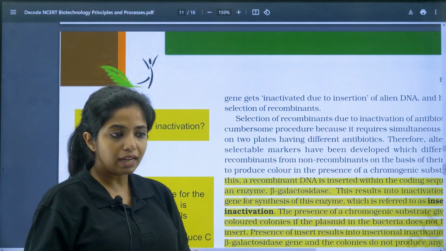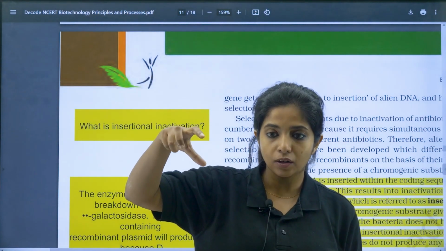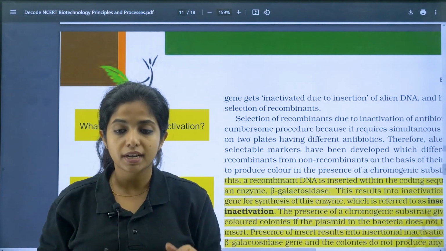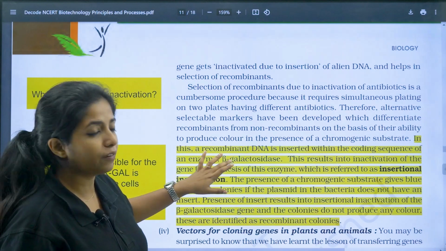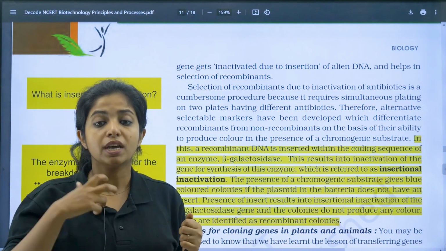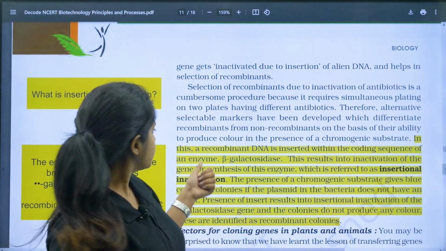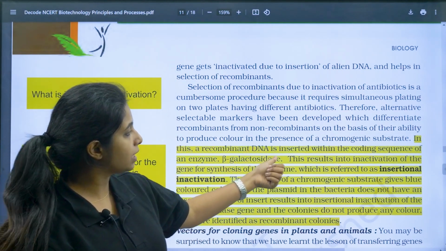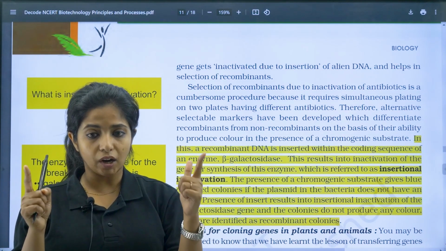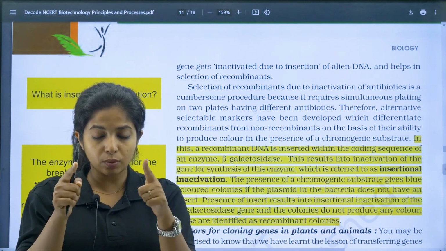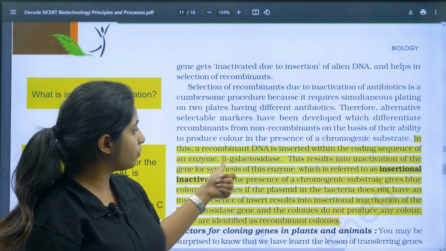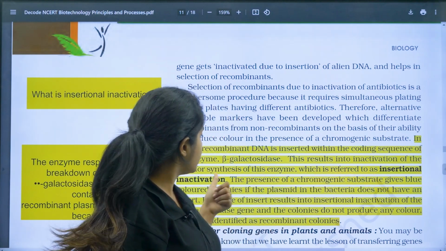There also you saw that in the tetracycline gene, if I am inserting something of my choice, that activity is lost. It is not resistant to tetracycline anymore. Similarly, any gene, if it is losing its function, or getting inactivated because I am putting my gene, this is known as insertional inactivation. So there is another example. In this, a recombinant DNA is inserted within the coding sequence of an enzyme, beta-galactosidase. Instead of the coding sequence of this enzyme, I am going to put my gene of interest. This results in inactivation of the gene for synthesis of the enzyme, which is referred to as insertional inactivation.